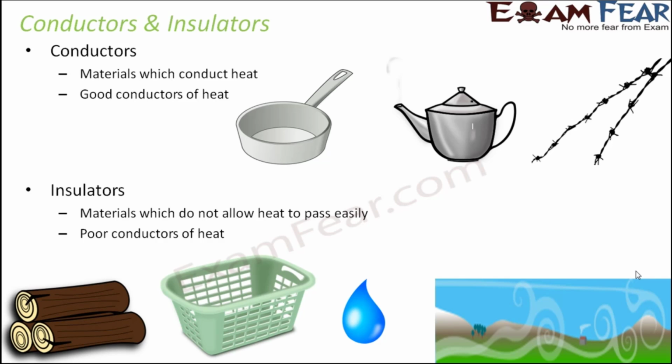That is why wood or plastic containers are not used for cooking purposes. If you have a plastic container, you cannot put it over the gas, because when it gets heated, it melts, and it doesn't allow heat to pass through it. But if it is a metal container, it will allow the heat to pass through it, and it will provide that heat to the vegetables or whatever the content is inside the vessel. So these are conductors and insulators.